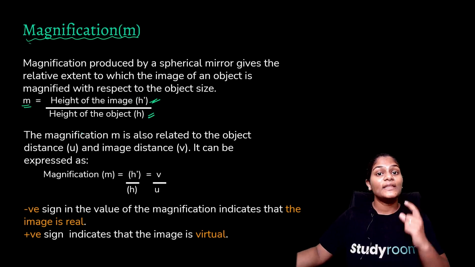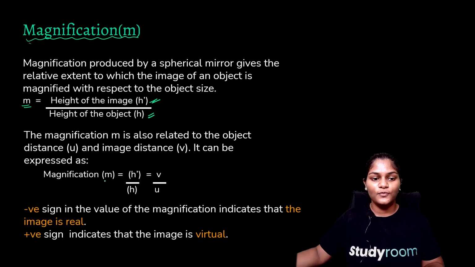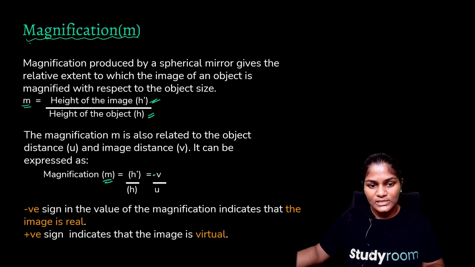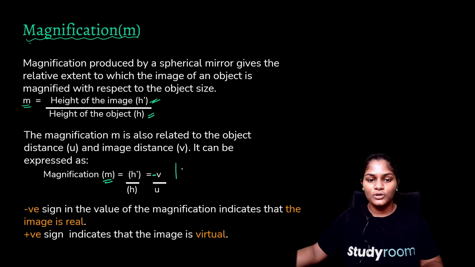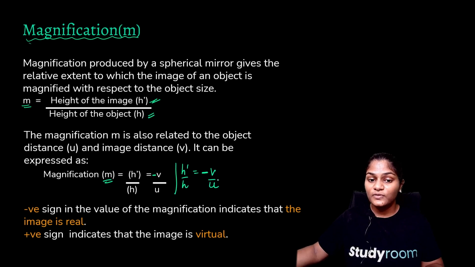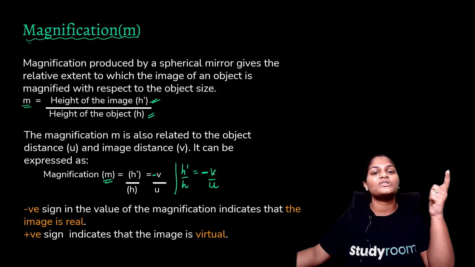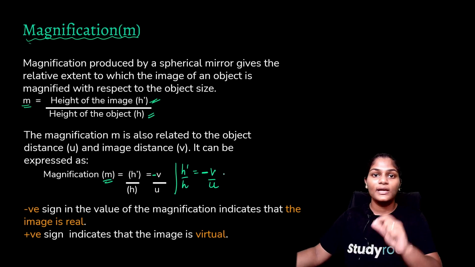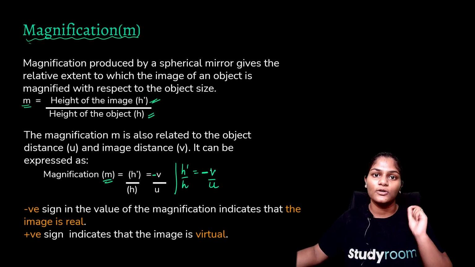Then the next relation that is given to you for M is V by U. So this is not V by U, there is a small mistake here. This is minus of V by U. So h dash upon h is equal to minus of V by U. Again, with this V by U, when you put the actual values, you have to use the sign convention, depending on whether your object is to the left or the right of the pole.